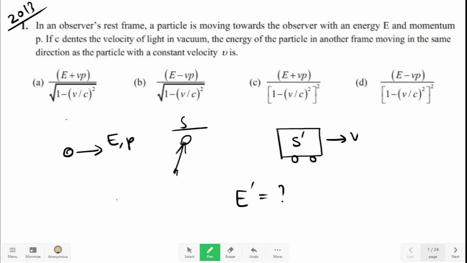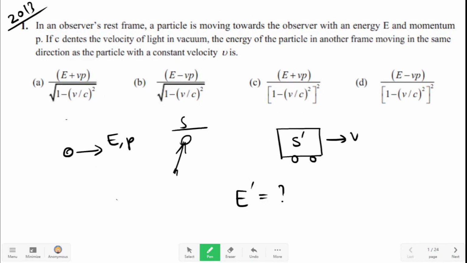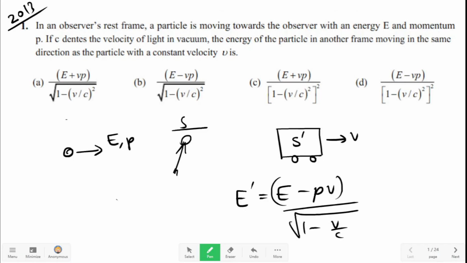When we apply this energy momentum transformation formula in this problem, we will get E prime is equal to E minus PV into gamma. Gamma is 1 by root of 1 minus v square upon c square, which can be written as 1 minus v by c the whole square. Therefore, the correct option here is option B.